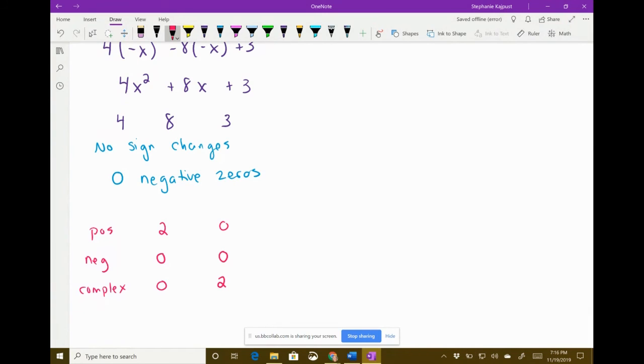Okay. And when I get down to a quadratic, I always use the quadratic formula, because that's the only way I'd really figure out if there are any complex zeros, because they always come in pairs. There's no way with the rational zero theorem to find your zeros if they're going to be imaginary. So in that case, you would have to use the quadratic formula.